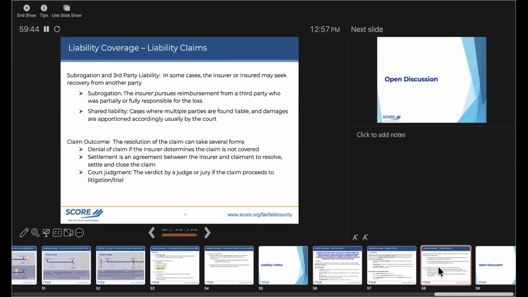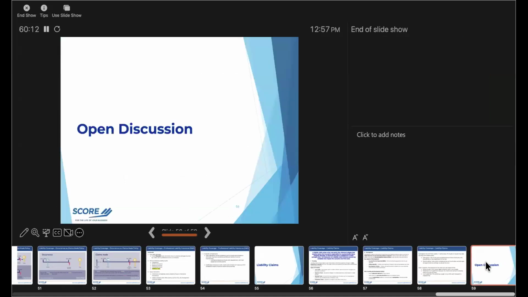And then the claim resolution would be denial of the claim. Settlement is an agreement between the insurer and claimant to resolve, settle, and close the claim, or a court judgment, the verdict by a judge or jury if the claim proceeds to litigation or trial. Insurance companies typically don't want to go to a jury because juries get very sympathetic, and sometimes in some areas of the country, they look at an insurance claim as social welfare. Okay.